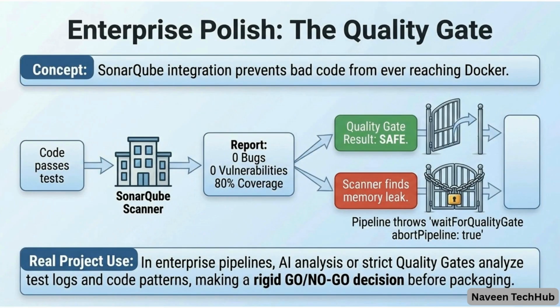A production pipeline needs more than successful compilation and unit tests. This is where a tool such as SonarQube can add another quality gate. Jenkins can scan the code for bugs, vulnerabilities, coverage, and quality issues. If the quality gate passes, the pipeline moves forward. If it fails, Jenkins can stop the pipeline before the Docker image ever reaches production.